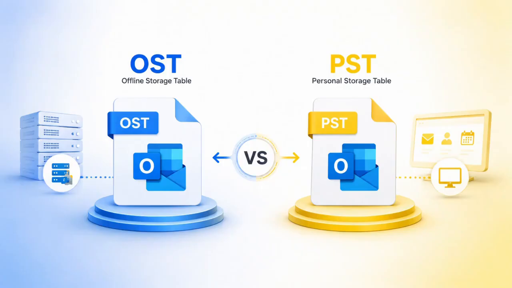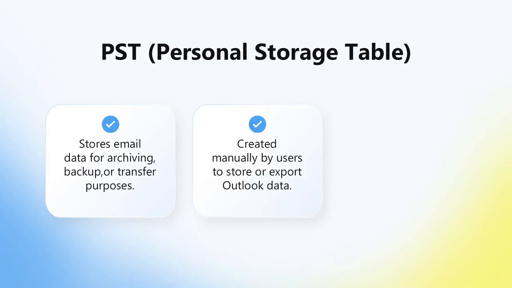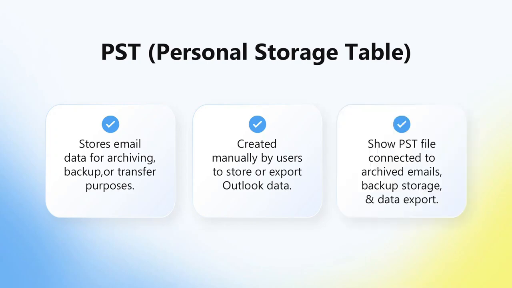For the difference between OST and PST, OST means offline storage table, while PST means personal storage table. It stores emails, data for archiving, backup, or transfer purposes. It is created manually by the users to store or export Outlook data. It shows PST file connected to archived email backup storage and data export.